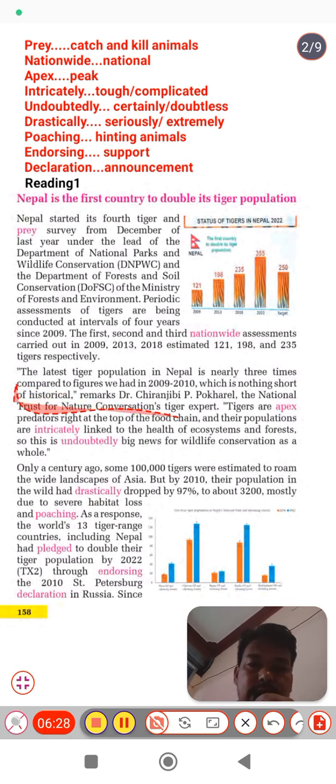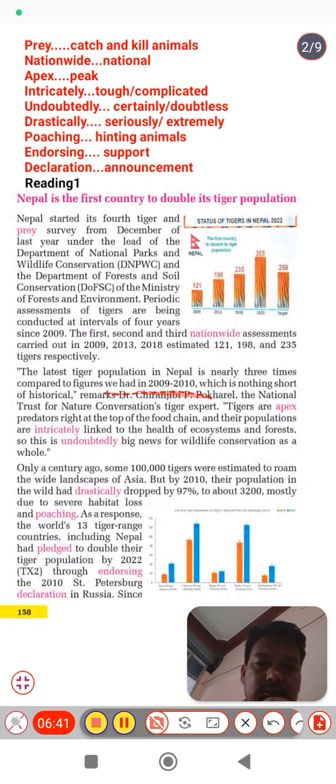So, students, in Nepal the latest population of tigers is about three times as compared to the survey done in 2009 and 2010, which is not too less, according to Dr. Chiranjeevi Pokhrel, the National Trust for Nature Conservation tiger expert.